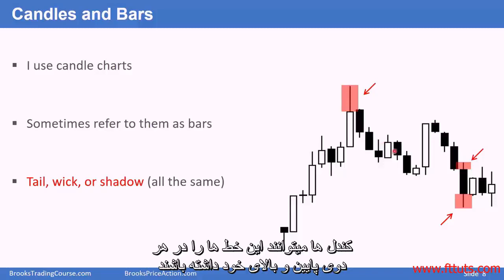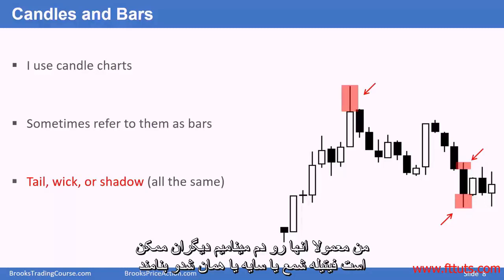Here's a black bar with a line on top and bottom, a white bar with a line on top or bottom. And I usually refer to those black lines as tails. Other people refer to them as wicks or shadows. It doesn't matter. I just like the word tail.